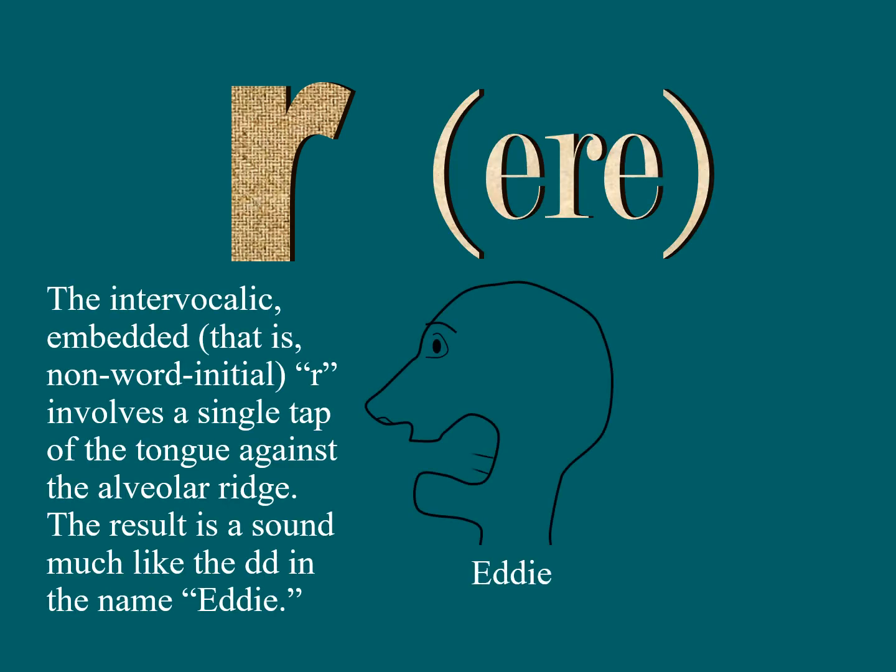R. The R involves a single tap of the tongue against the alveolar ridge. This results in a sound much like the DD in the name Eddie. So, pero, María.